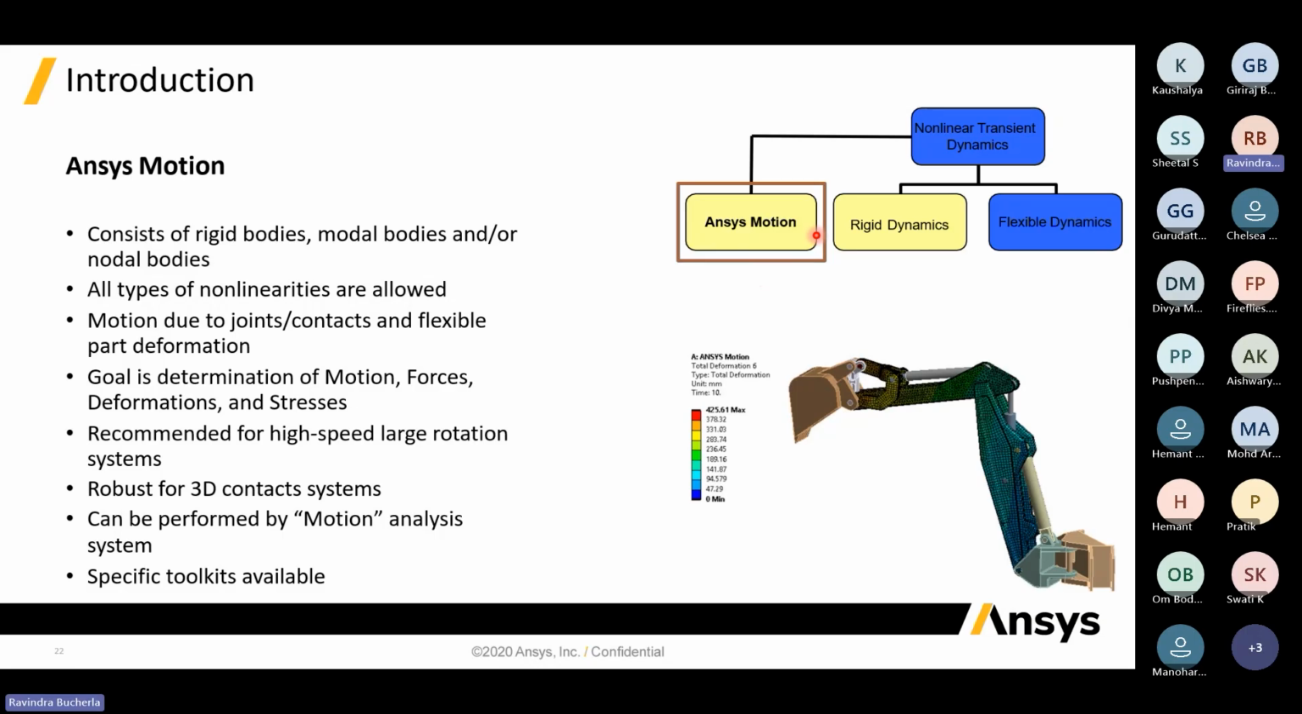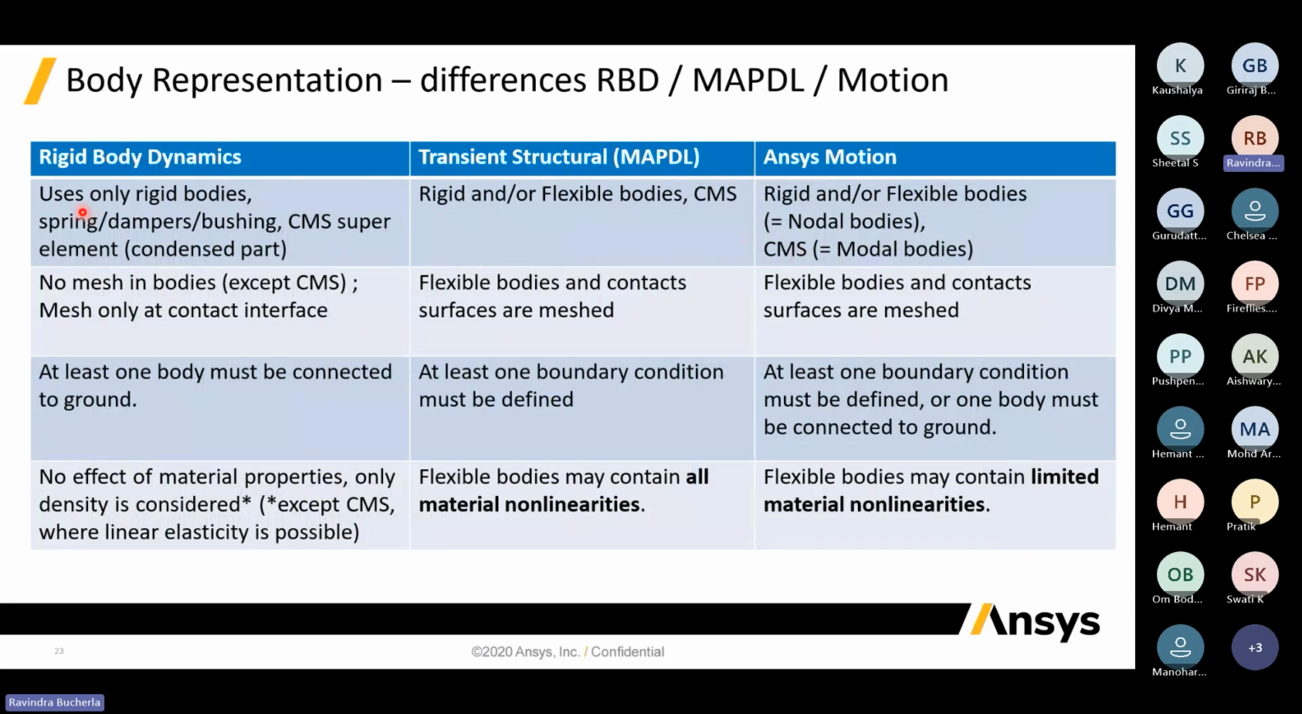But in the rigid dynamics, okay. So in the rigid dynamics, usually we will consider all the parts as rigid parts. In the transient analysis, we can consider most of the parts as flexible parts. And in Ansys Motion, we can consider both rigid and flexible parts, but rigid parts will be more compared to the flexible parts.